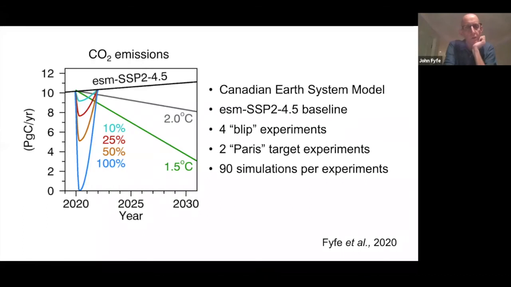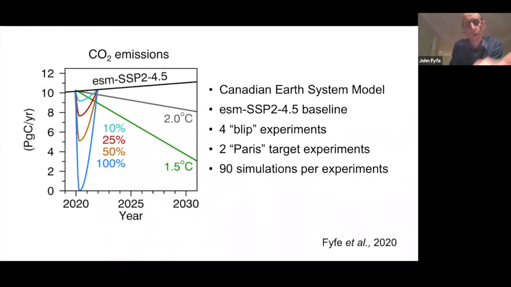And then you have all these colored curves on the left. These are our experiments, we're calling them blip experiments. This is where we reduced emissions to some point over a few months and then had the emissions recover by the end of 2021. The reductions were down to 10%, 25%, 50%, or 100%. So we have 4 sets of experiments here. The one that's more relevant to the observed situation we've seen so far is the red one, the 25% case. So we'll try to keep an eye on it.